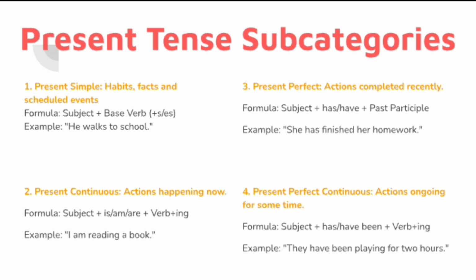Number 4, present perfect continuous. This one is for actions that started in the past and are still happening or just finished, emphasizing the duration. The formula is subject plus has or have been plus verb plus ing. For example, they have been playing for 2 hours. Have been playing tells us the action started earlier and is either continuing or just finished. It emphasizes the ongoing nature of the activity. So these are the four subcategories of the present tense.